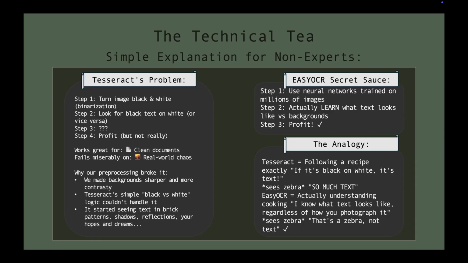In our next slide, the technical tea. Tesseract's approach is rigid and rule-based. It requires strictly black and white text. It works great for clean documents, but it fails miserably in the real world because it can't handle noise, shadows, or reflections. EasyOCR's secret sauce is deep learning. It uses neural networks trained on millions of images to actually learn what text looks like, regardless of the lighting or background. The analogy is simple. Tesseract is following a recipe exactly. EasyOCR is actually understanding how to cook. This fundamental difference explains EasyOCR's superiority for real-world input.